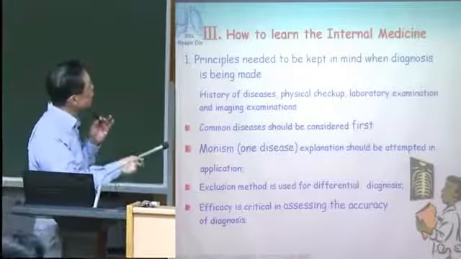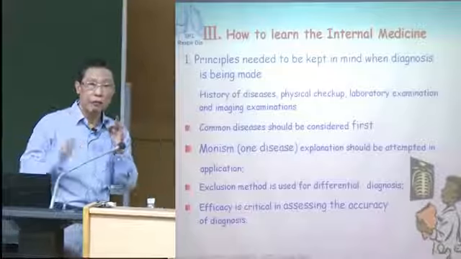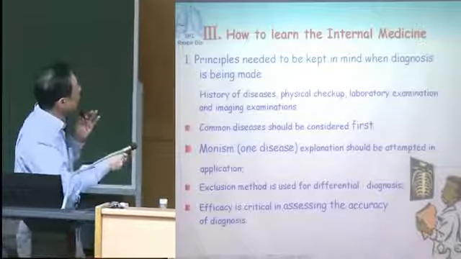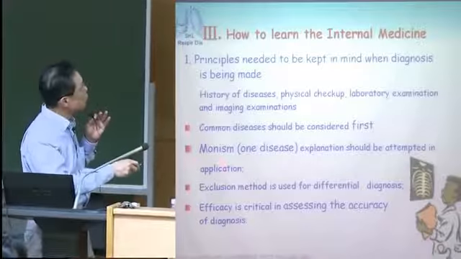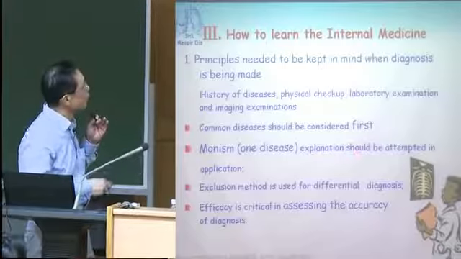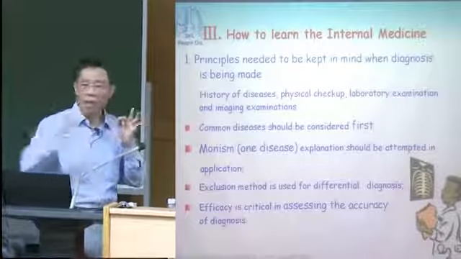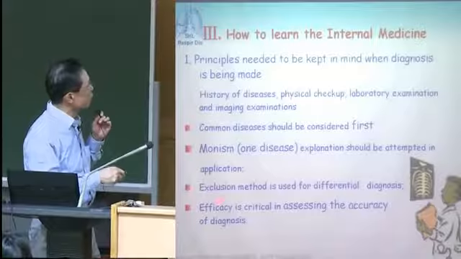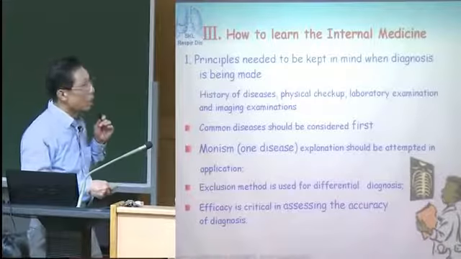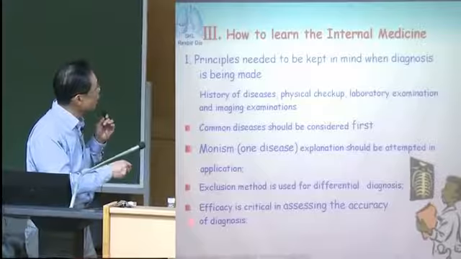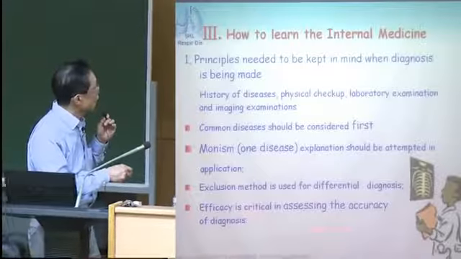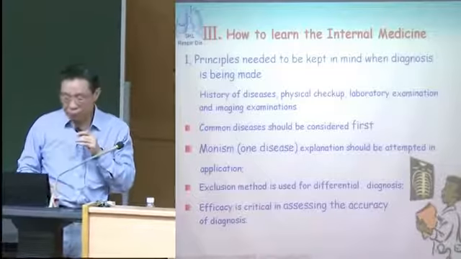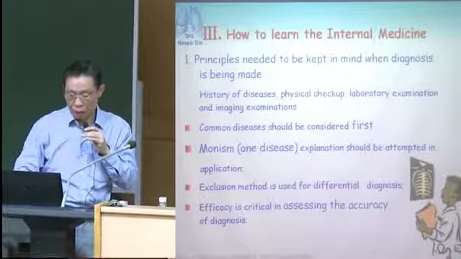And the second thing is just to interpret all kinds of symptoms as one disease, the so-called monism, one disease. Explanation should be attempted in application of this as one disease. Try to do that, not to set up a lot of diagnoses. And also, of course, the exclusion method is used for differential diagnosis. And also, I've been emphasizing this thing: efficacy is crucial, critical in assessing the accuracy of diagnosis. Okay. This is some principle.